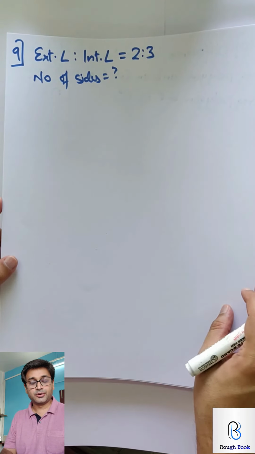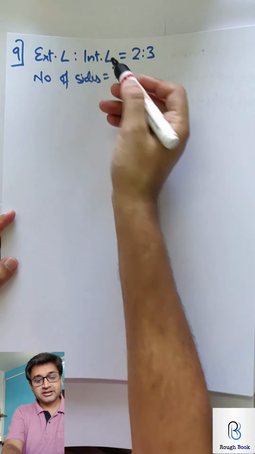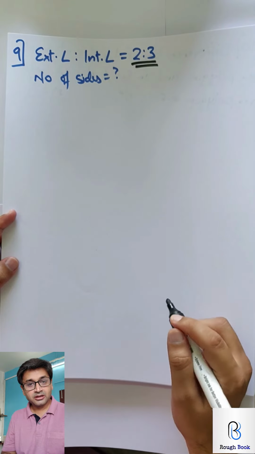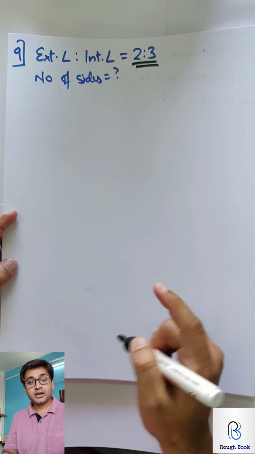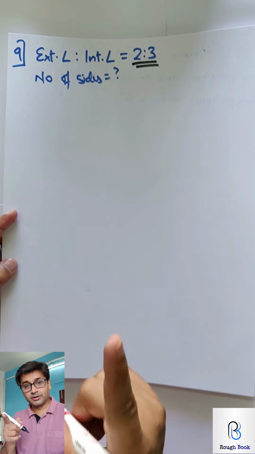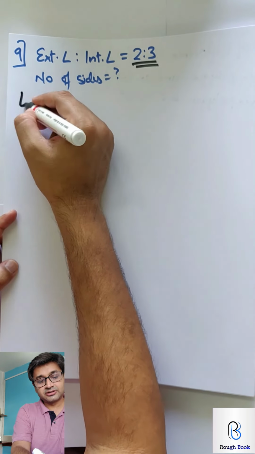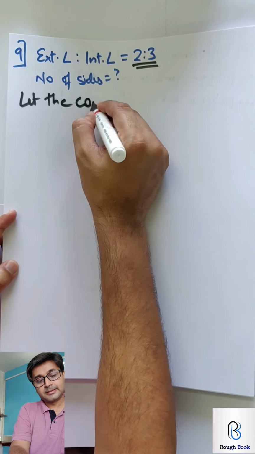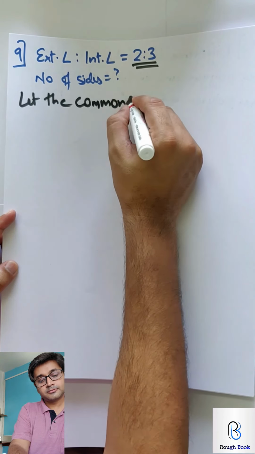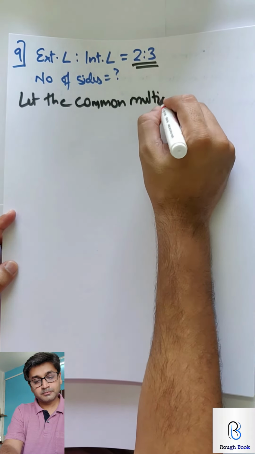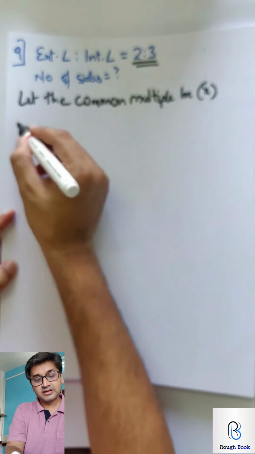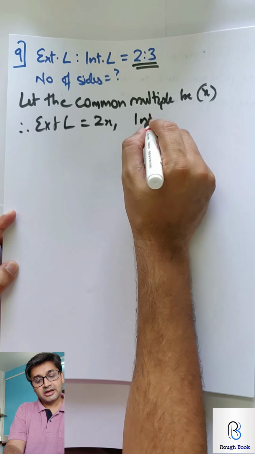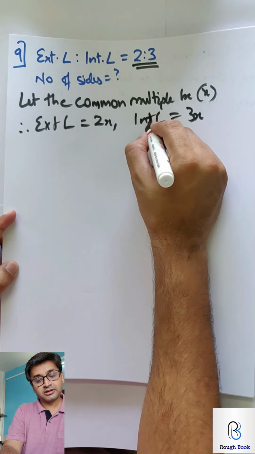Sum number 9, come on, try it. It says exterior angle to interior angle ratio is 2:3. Ratio, what should be the bell in your head? Let the common multiple be x. That should be the first starting point. Therefore exterior angle will be 2x and interior angle will be 3x.